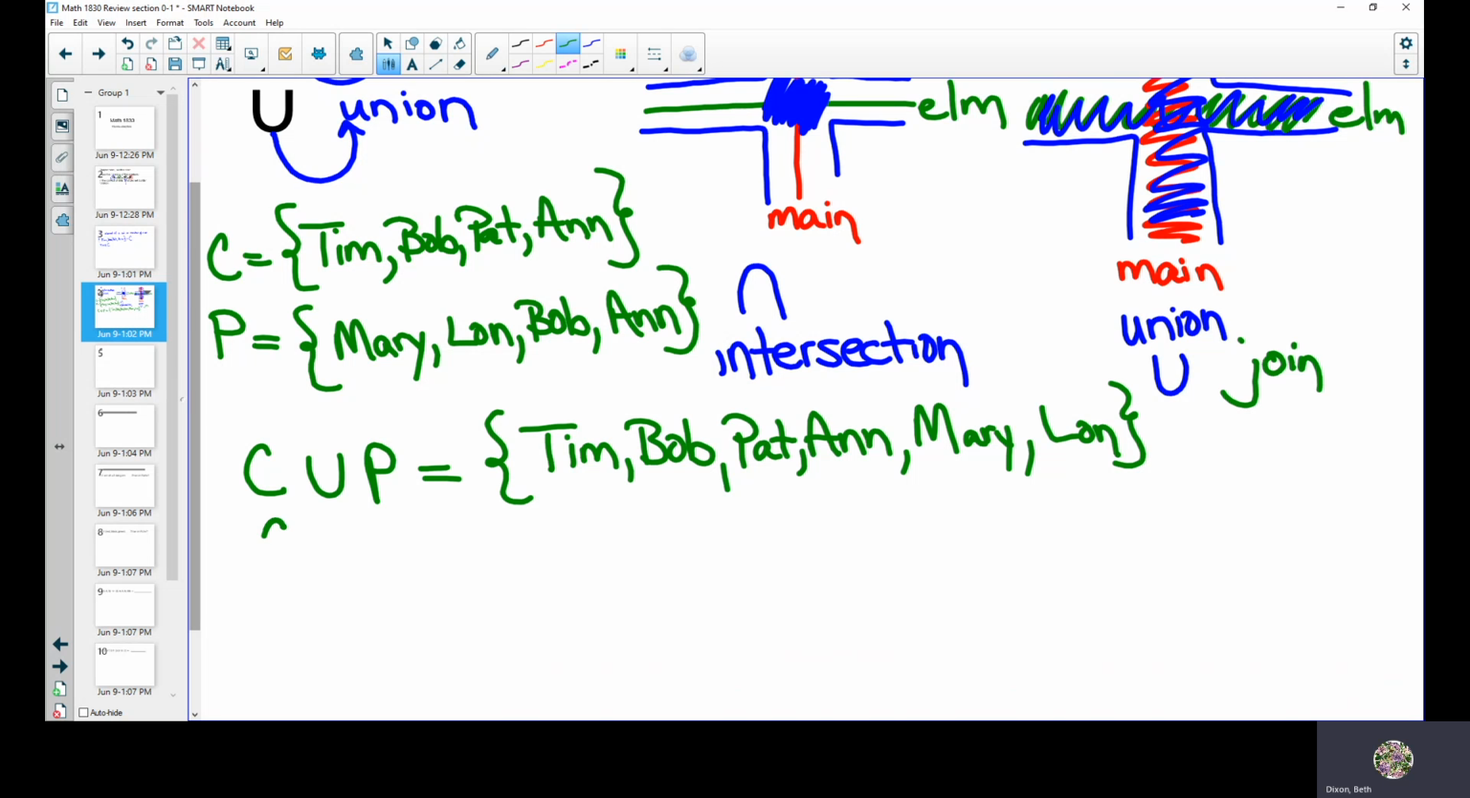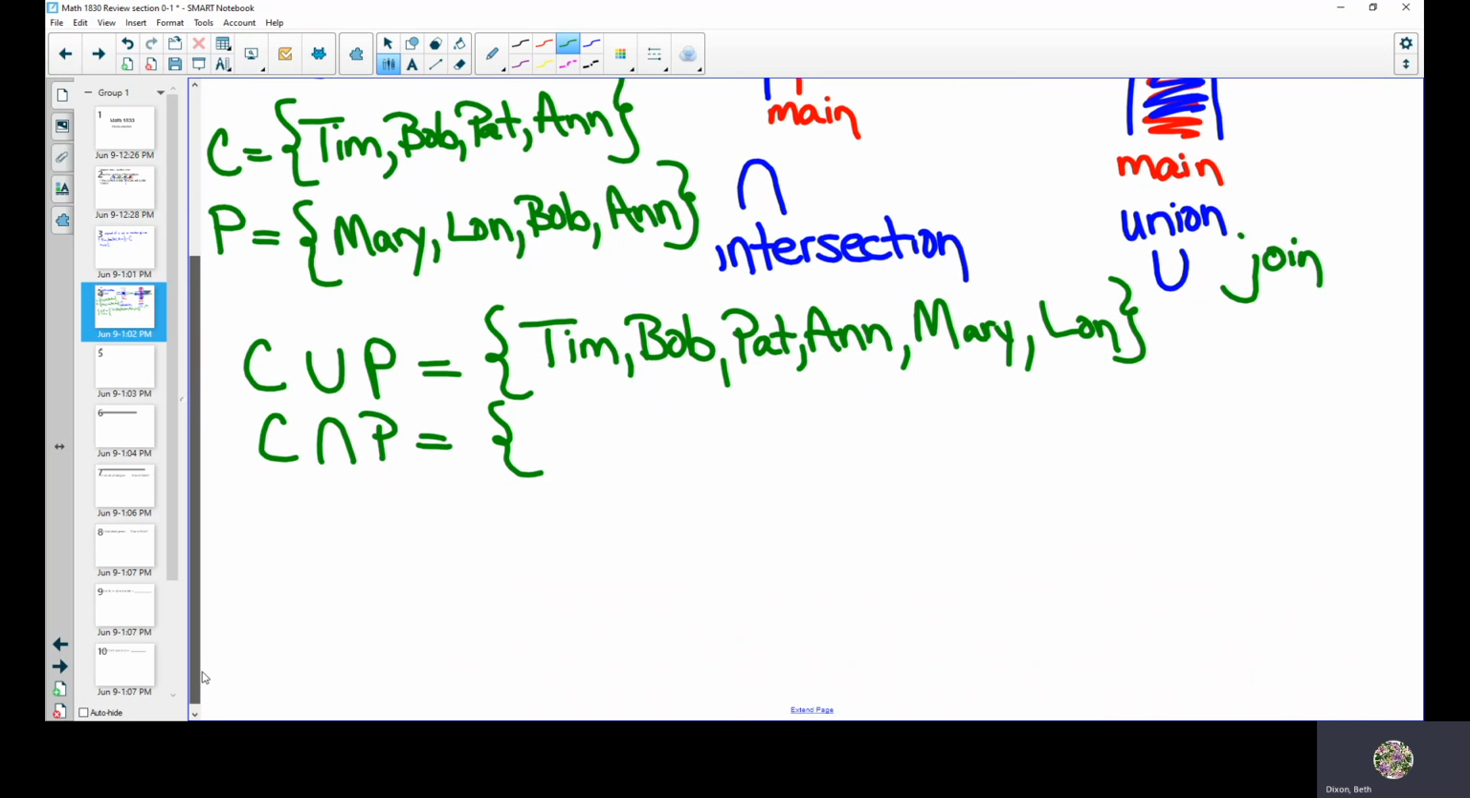If I have C intersection P, that would be the students that are taking both psychology and calculus, or that are taking both of those classes. Well, those would be the ones that are in both, and that would just be Bob and Ann, as those are the only two that repeat in both groups. And that is your definition of union and intersection.